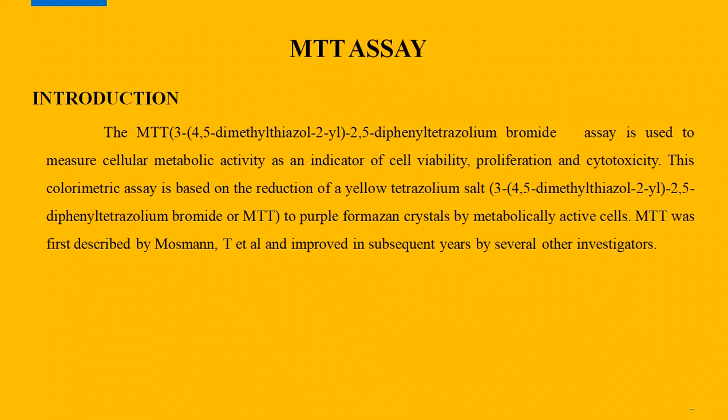This MTT assay is mainly used to measure the cellular metabolic activity as an indicator of cell viability, proliferation and cytotoxicity. And as we all know, this technique is a colorimetric assay. The major principle behind this MTT assay is the reduction of a yellow tetrazolium salt to purple formazan crystals by metabolically active cells. This technique was initially introduced by Mosmann, T et al. And in subsequent years, it was followed by several other investigators.